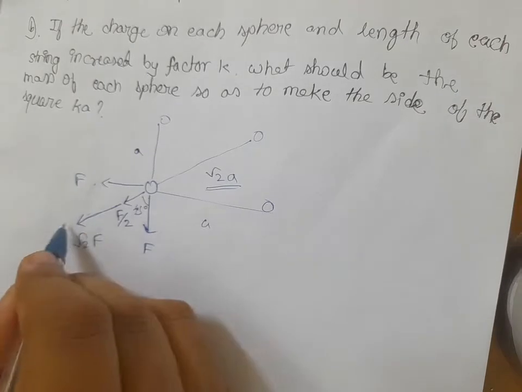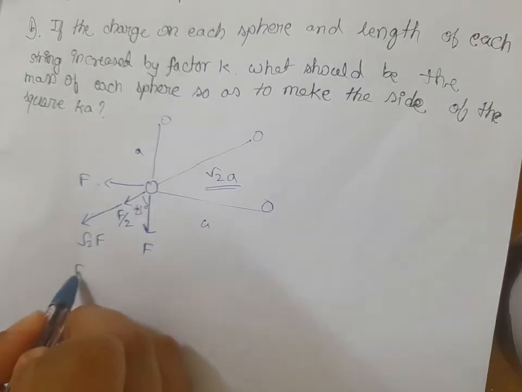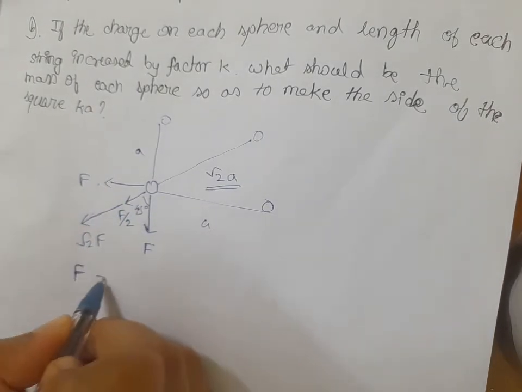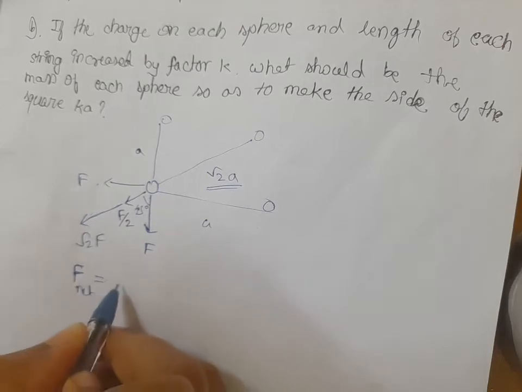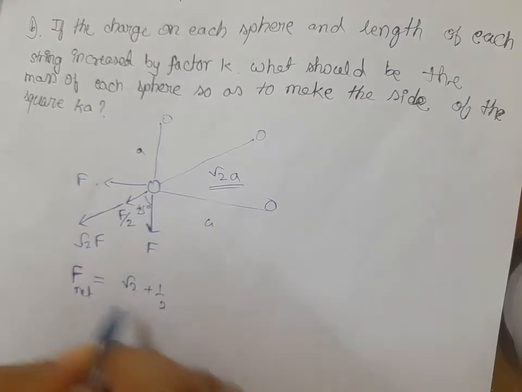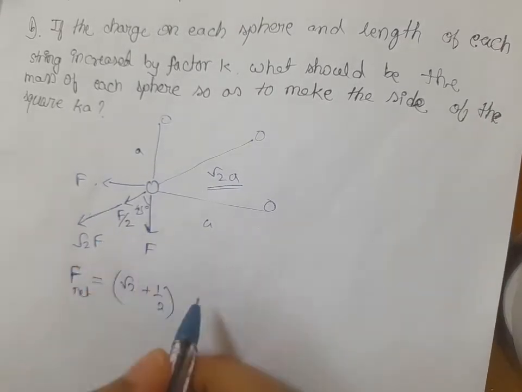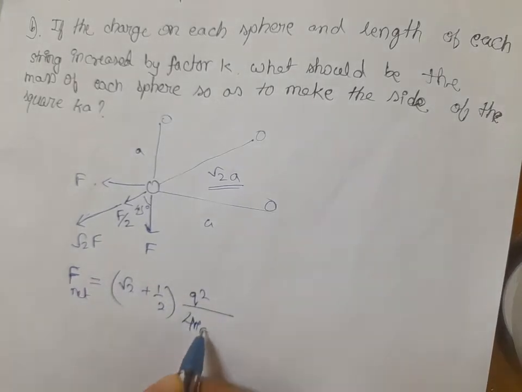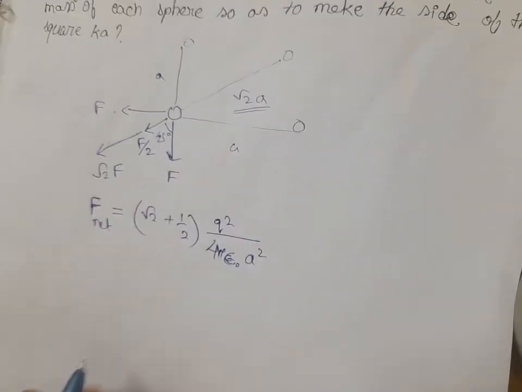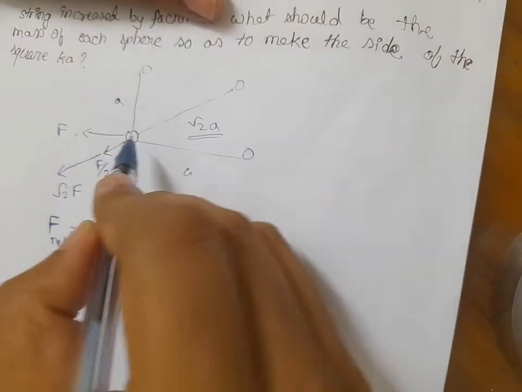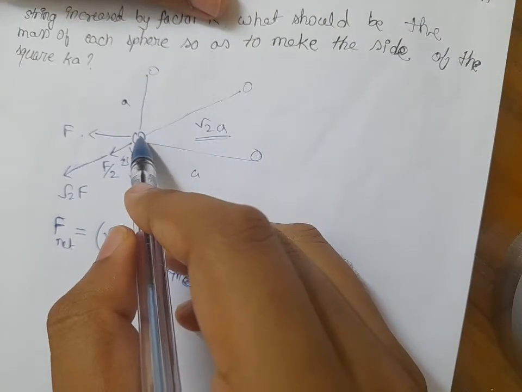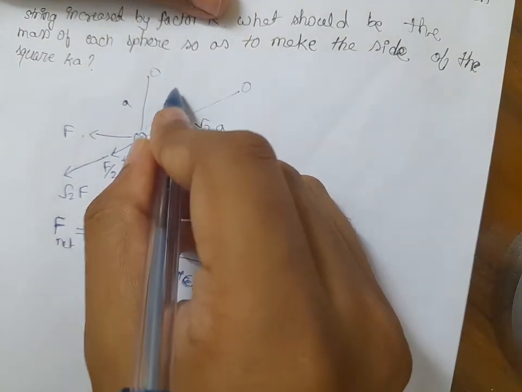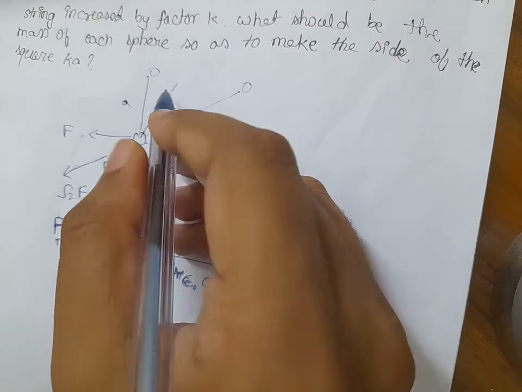So the net force in this direction due to repulsion is (root 2 plus 1 by 2) F. What is the value of F? Q squared by 4 pi epsilon naught A squared is the effect. So along the string a tension force will act.